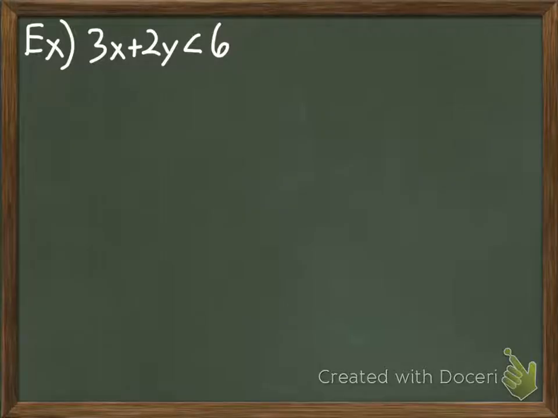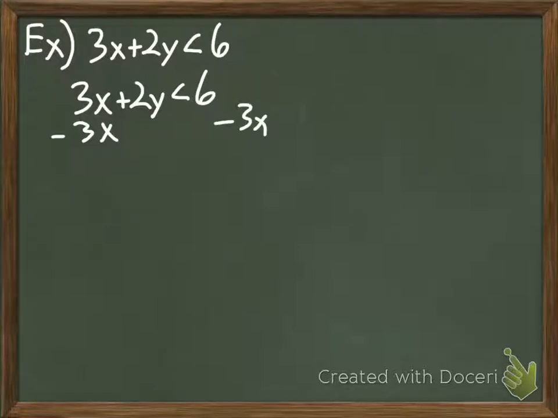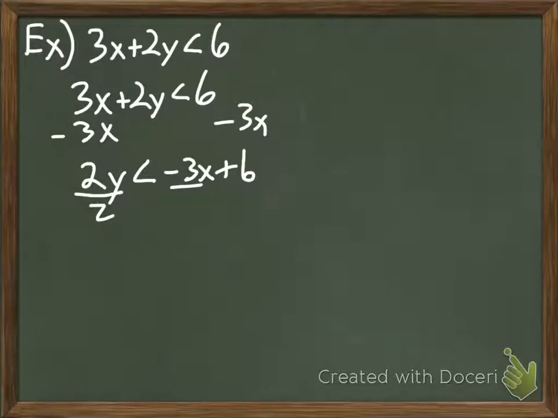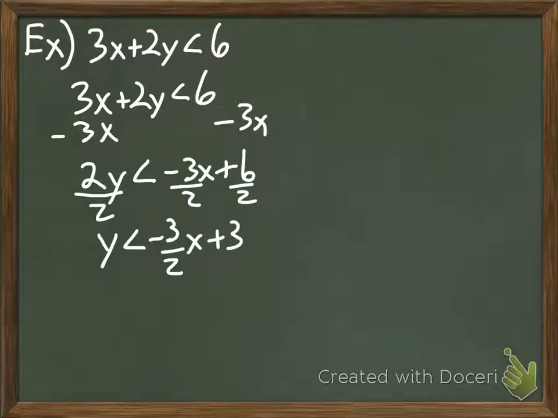So our next example, we look, is the y by itself? The y is not by itself, so we have to get the y by itself. So I take my 3x plus 2y less than 6. I'm going to subtract 3x, and I get 2y less than negative 3x plus 6. Remember, we want to put our x before our number. And then I'm going to divide everything by 2. So I get y is less than negative 3 divided by 2, x plus 3. Remember, we want to keep this as a fraction.